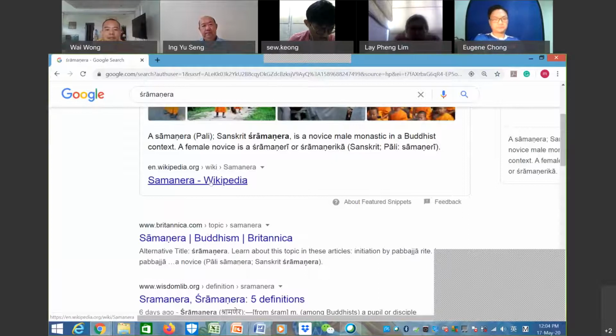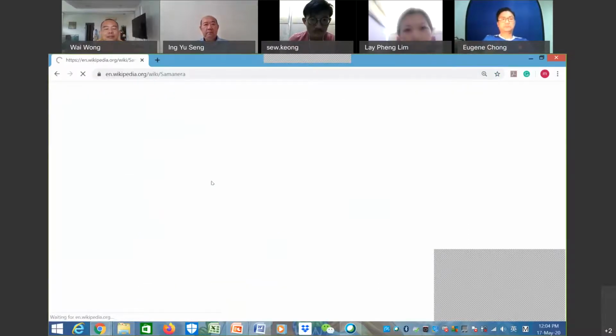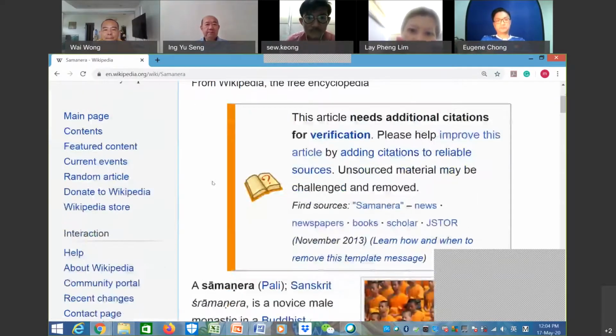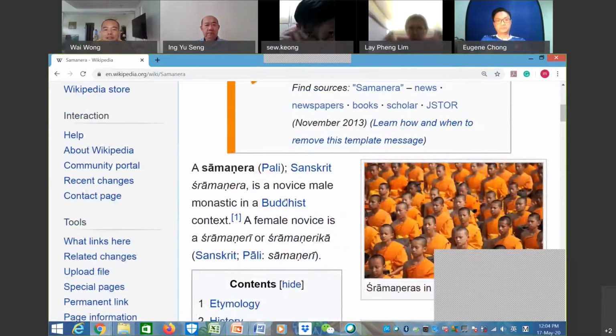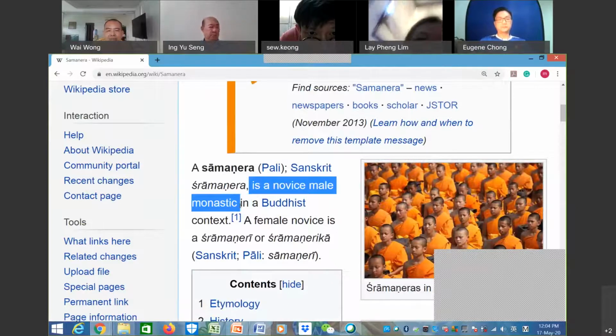So this is the śrāmaṇera, the definition of the śrāmaṇera. Śrāmaṇera is the novice male monastic in the Buddhist context. This is a śrāmaṇera. If it is a lady, a female, we call it śrāmaṇeri. So you can copy down śrāmaṇera, a novice male monastic.